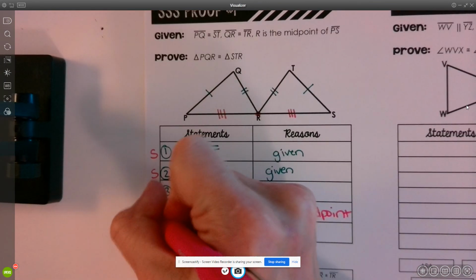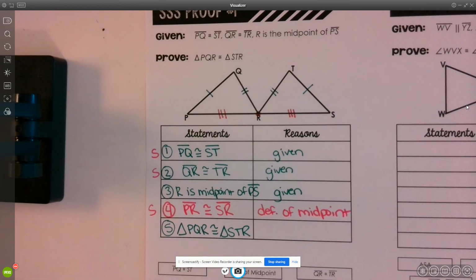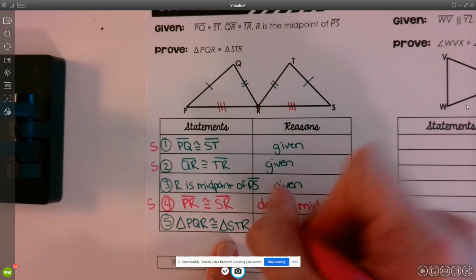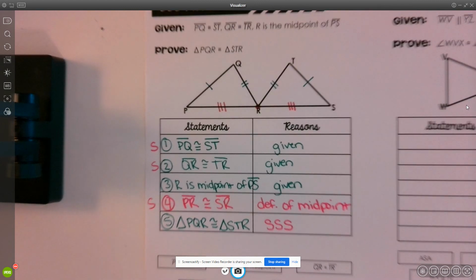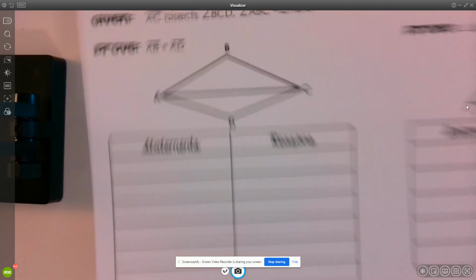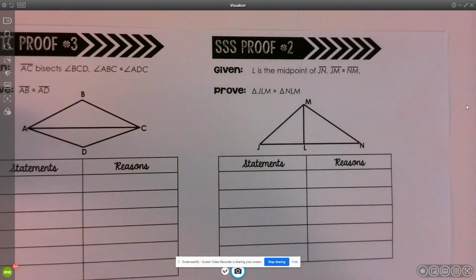So now I have three pairs of congruent sides in two of these triangles. And therefore, I can say that triangle PQR is congruent to triangle STR by the side-side-side congruence theorem. Let's turn in our proof book to page 2. We're going to do one more side proof.